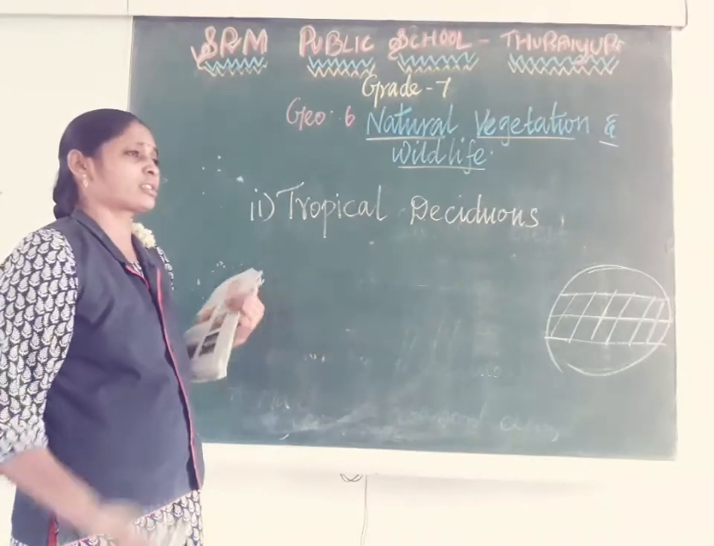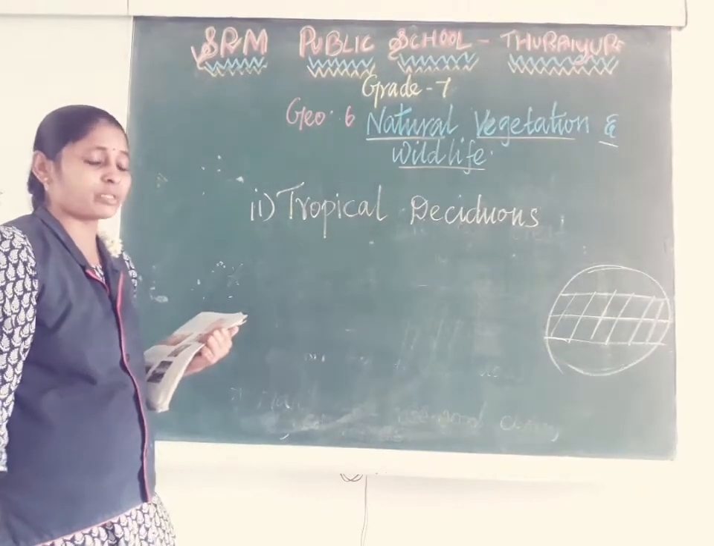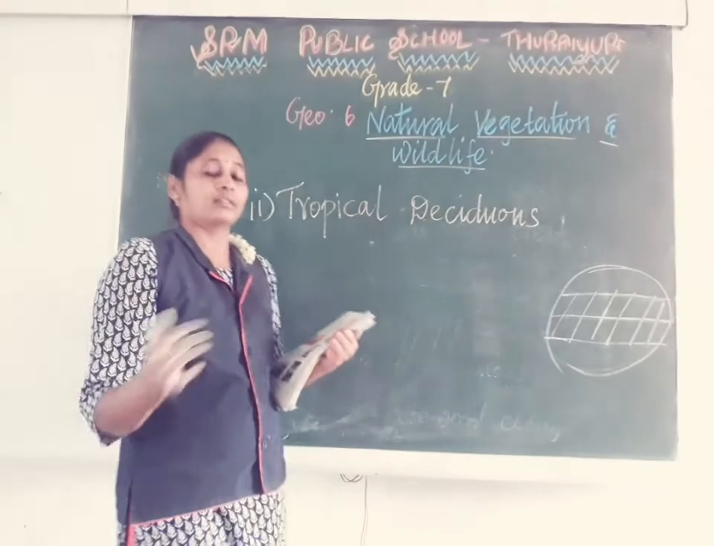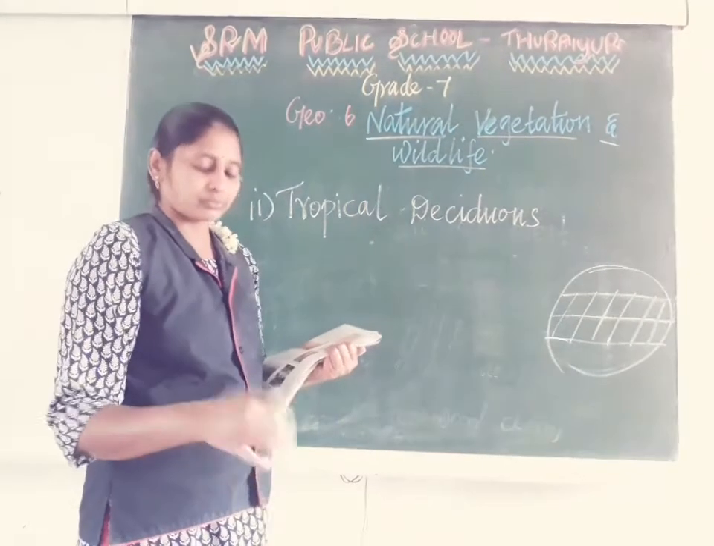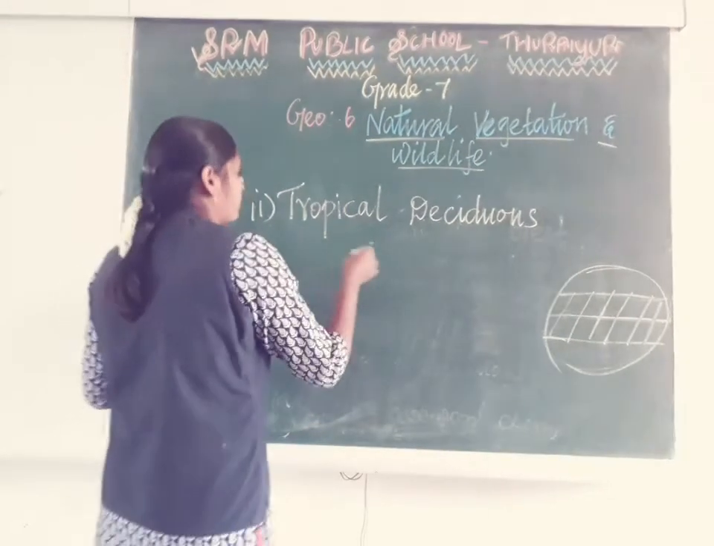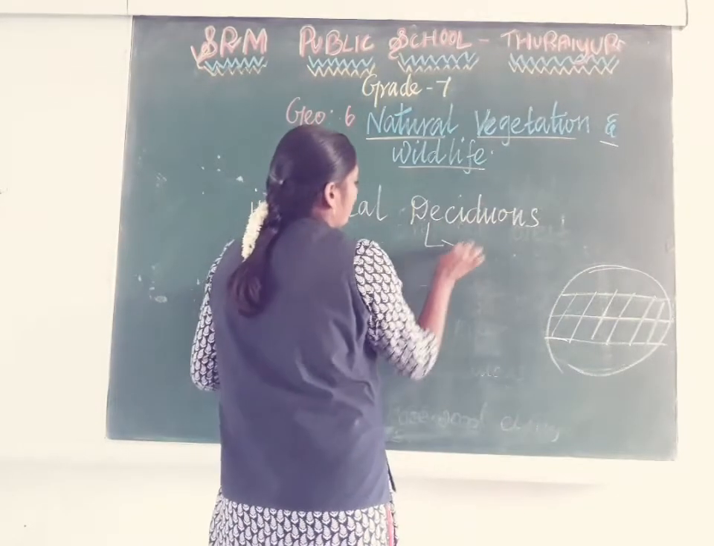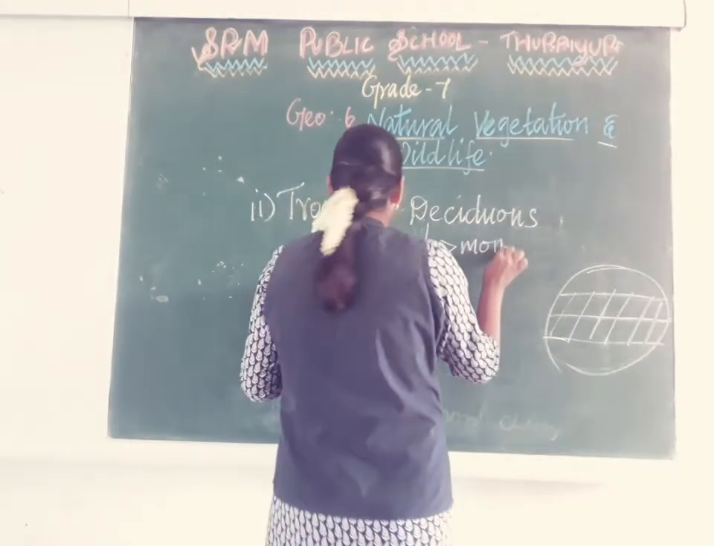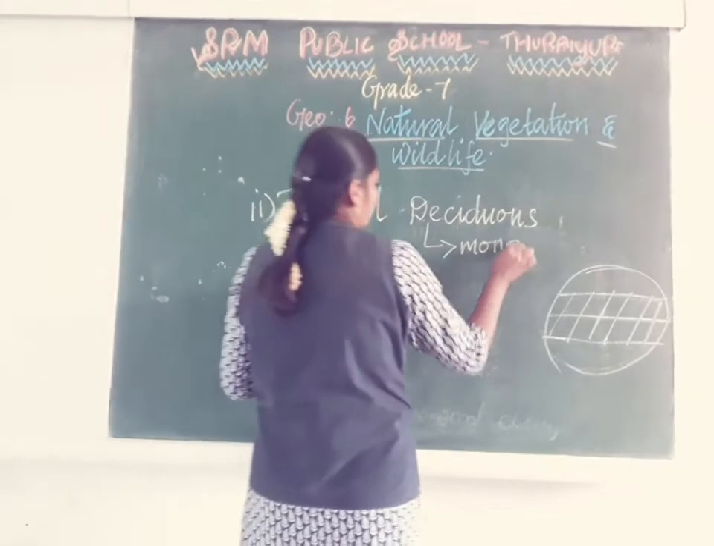What is tropical deciduous forest? Because of the monsoon, the trees shed their leaves. So the other name of tropical deciduous forest is monsoon forest. It is also called monsoon forest.